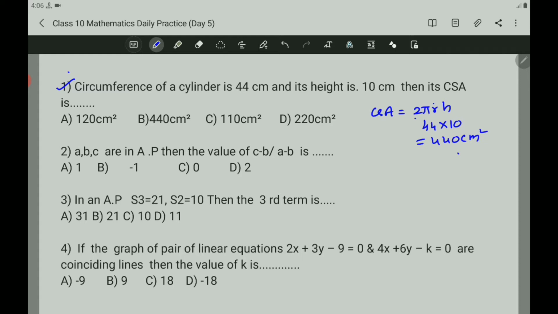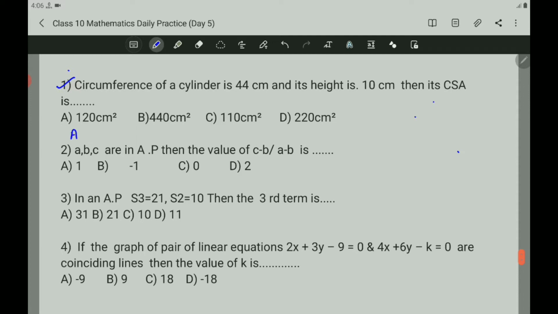cm square. The formula is 2 pi r h. 2 pi r is the circumference. Directly you can write 44 into 10, that is 440 cm square. So what is the answer here? Answer is 440 cm square. The CSA of the cylinder is 440 cm square. So you write the answer. Answer B, that is 440 cm square. Second question.